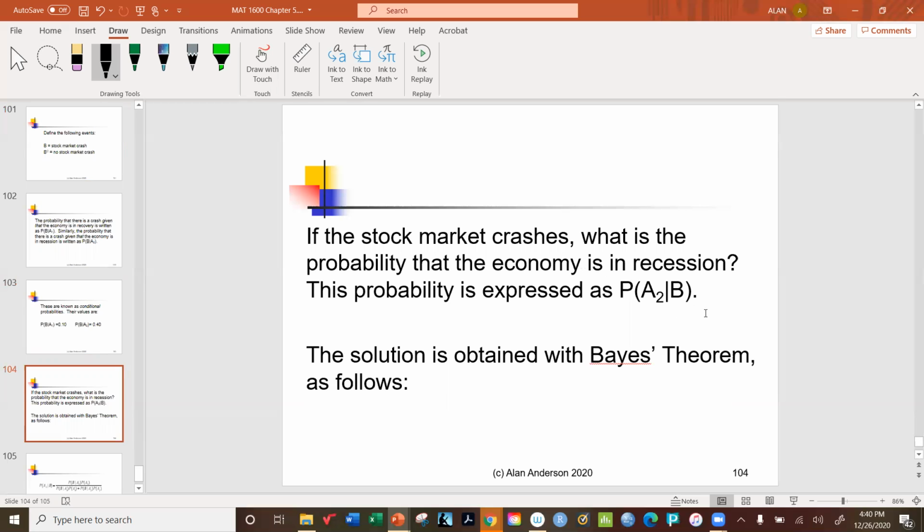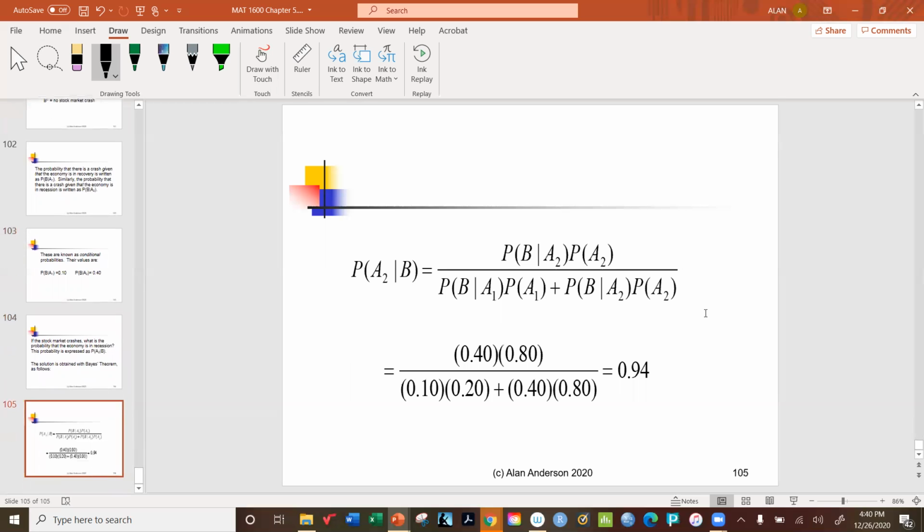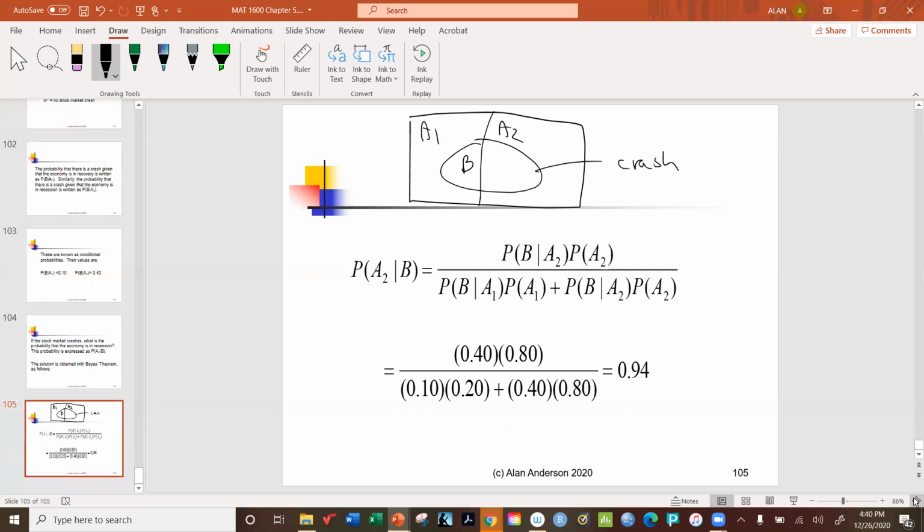So here's how this would be done with Bayes' theorem. So this is the formula with only two events in the partition. Okay, remember there's only two. And B is the crash. So what we want to know is this: what's the probability that we're in a recession? So we already have all these numbers. Okay.